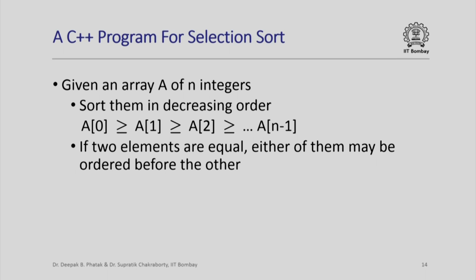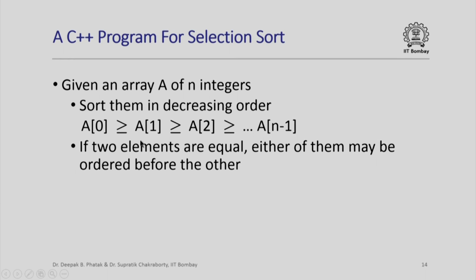Now, if I ask you to write a C++ program for selection sort, here is how the problem specification might look like. We are given an array A of n integers, we want to sort them in decreasing order, which means I want A0 to be greater than or equal to A1, greater than or equal to A2, all the way up to An minus 1.